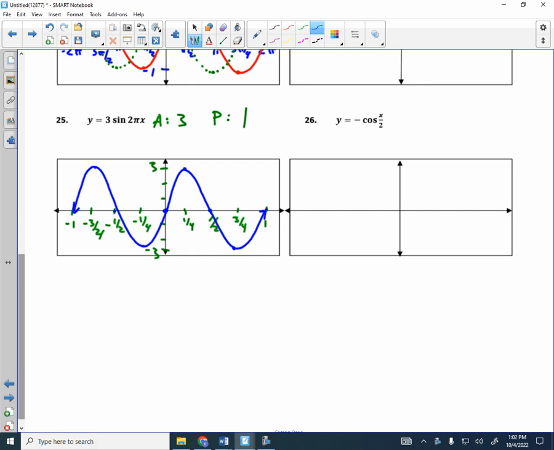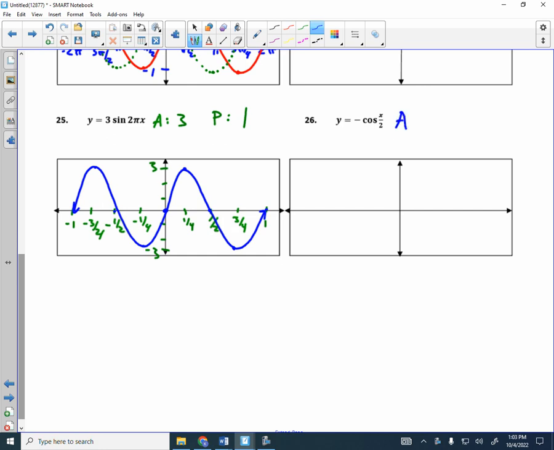We good? So we'll do 26. We'll move on from there. And by the way, I do not have an assignment for you for this. This is the assignment that we do together in class. Tomorrow you'll have the assignment.